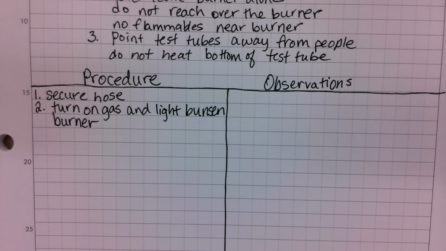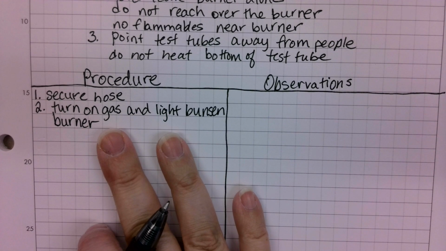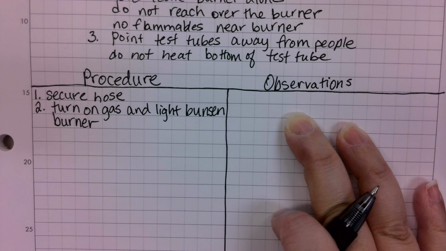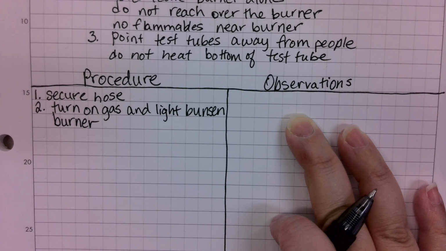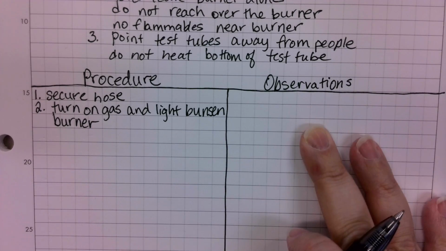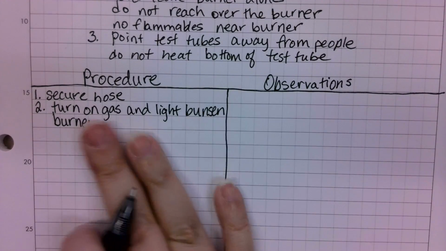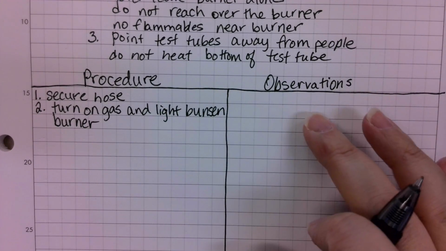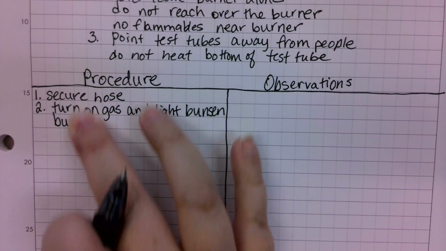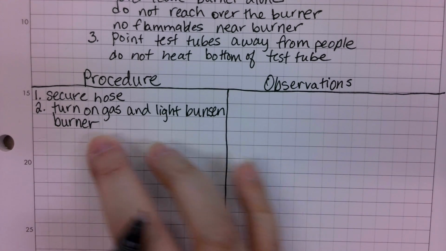And then tomorrow, when you do that and you've lit the Bunsen burner, over here you describe what it looks like. What color is your flame when you first turn it on? Write that over here, right next to the 2. That's why we have it in T-notes, so you can look at your observations. You know what was going on in the lab because you have the procedure right beside it.